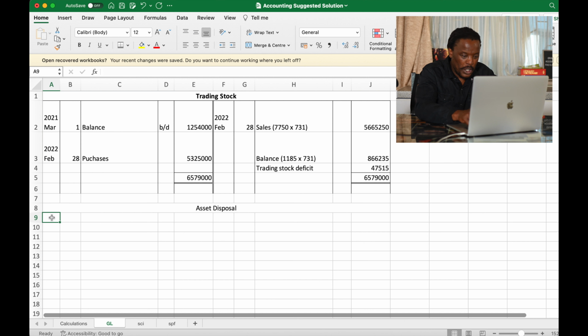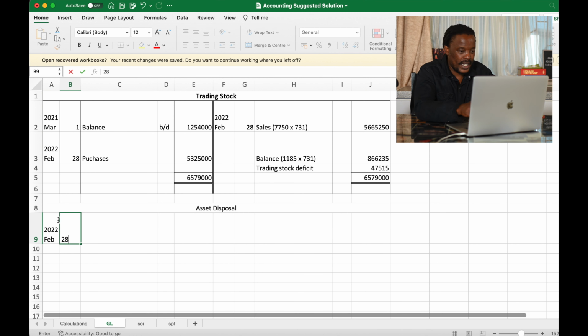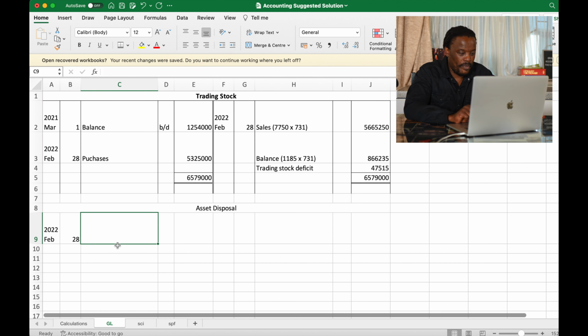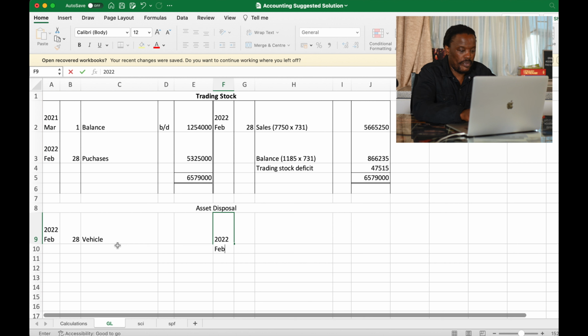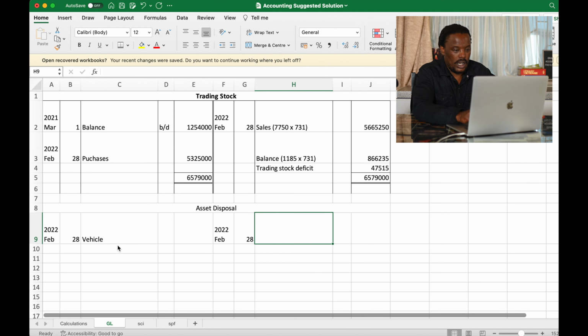We have 2022, February 28, because now we do this once. We have that vehicle which was disposed of. The vehicle which was disposed of, 2022 Feb 28. We have accumulated depreciation on this vehicle.